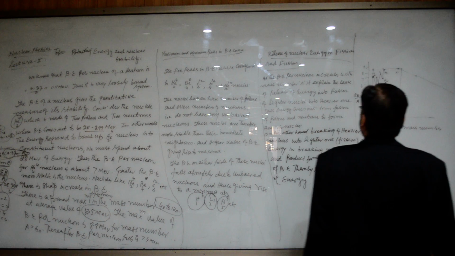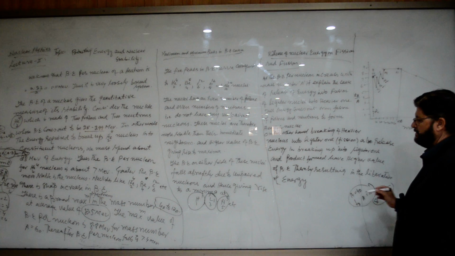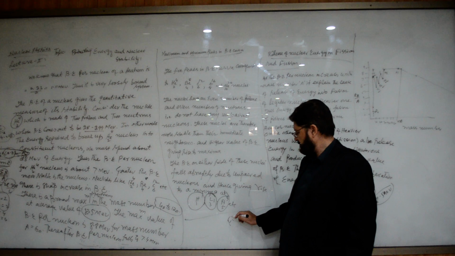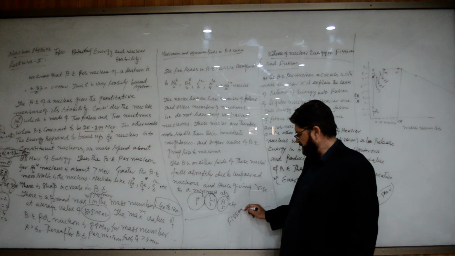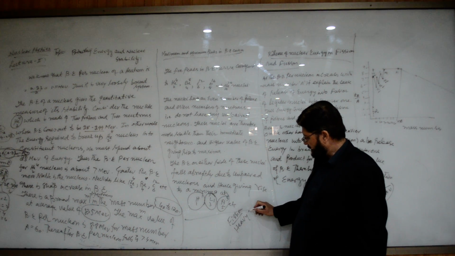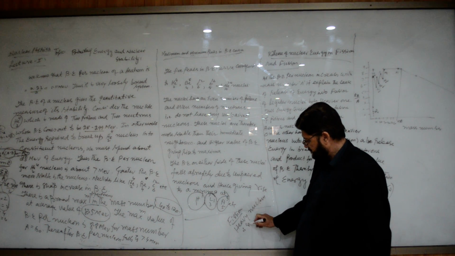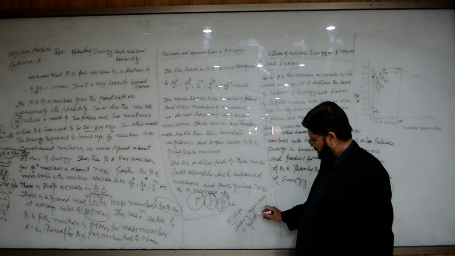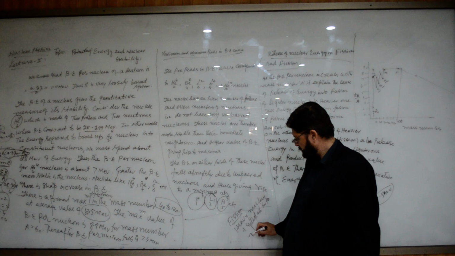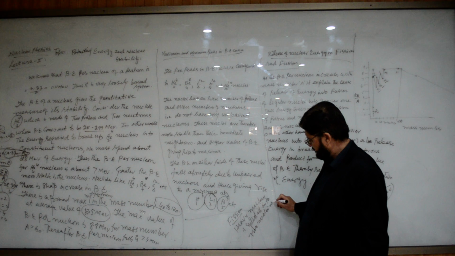is released in nuclear fission and fusion. What is fission and what is fusion? Fission is that process in which a heavy nucleus is split into two nuclei with the release of energy.